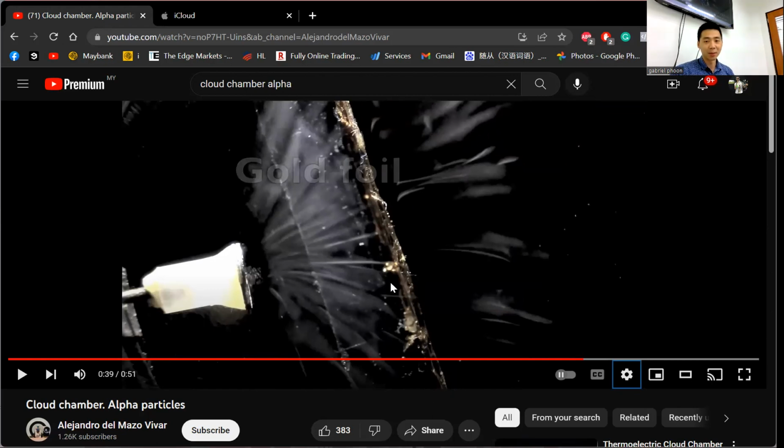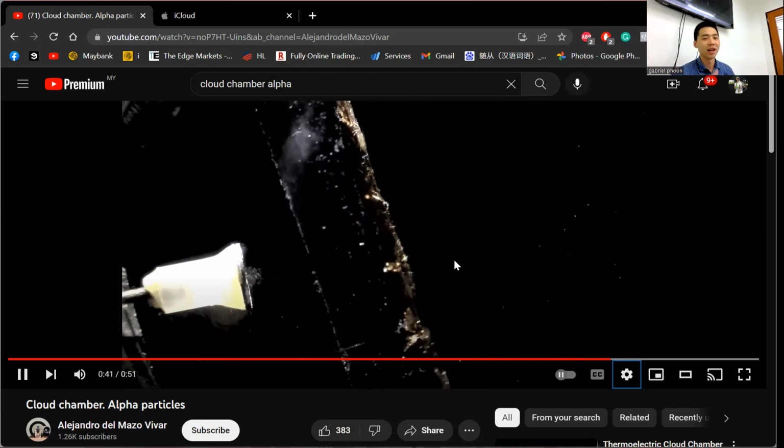And then you can see that some of it will be deflected at small angles, indicating that most of the what? Most of the mass is within where? The nucleus, guys. Most of the mass and charge is within the nucleus. So it's all kind of related.